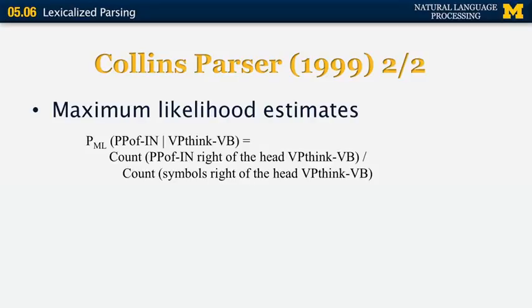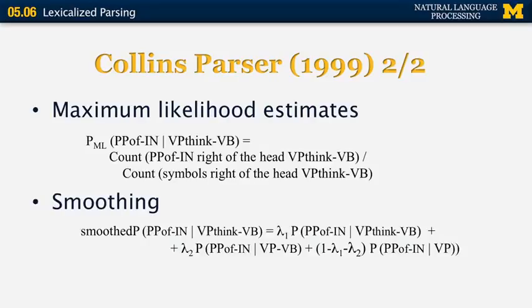And "think" is labeled as a verb, and we're just going to compute this probability by dividing the actual occurrences of the word "of" to the right of the head "think" by the total number of symbols that appear right of the head "think." And we can also do some sort of smoothing if the data is sparse.